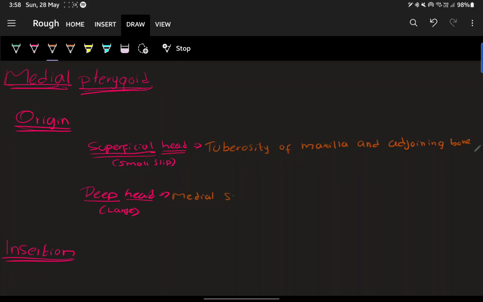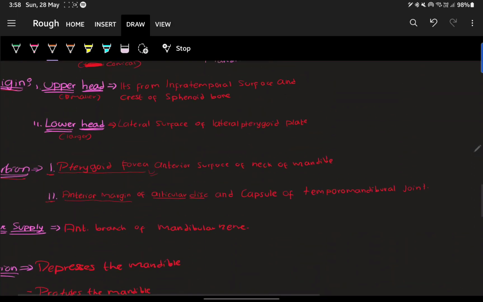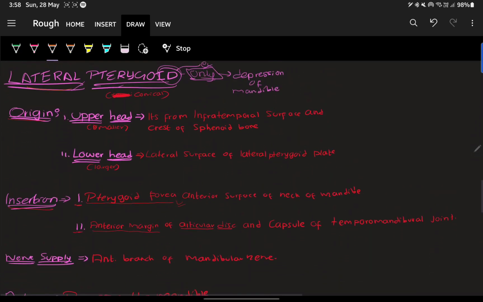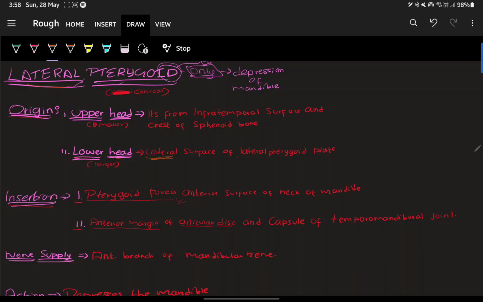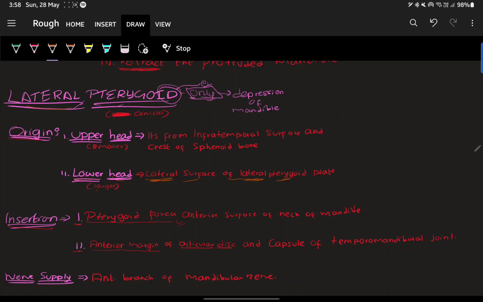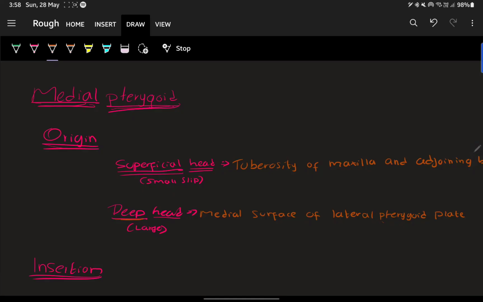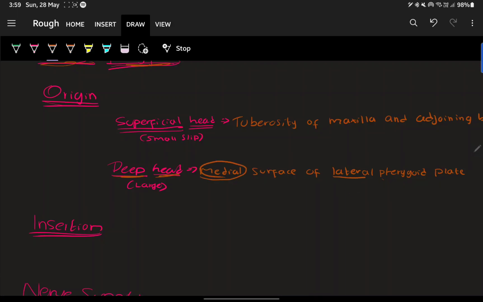Medial surface of lateral pterygoid plate. So you see, the origin of the lower head of lateral pterygoid is from the lateral surface of lateral pterygoid plate, and the origin of the deep head of the medial pterygoid is from the medial surface of lateral pterygoid plate. So this is medial pterygoid, so medial, that's lateral pterygoid, so lateral. Okay, you can remember it that way.